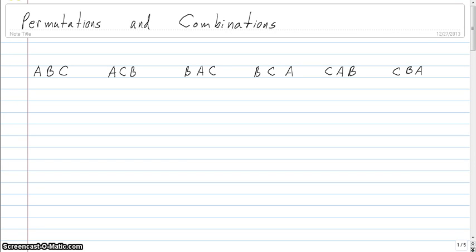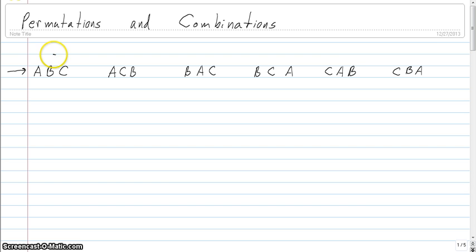Alright, so this video is a brief introduction to permutations and combinations. If we look at what I have written on the screen, I've got 6 different permutations. Just in my own words, the definition of a permutation is just an ordering of objects. Usually we have orderings of letters or numbers, maybe both. But I've taken the letters A, B, C and just ordered them differently.